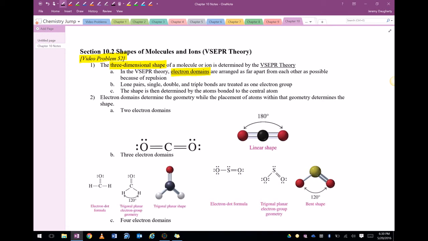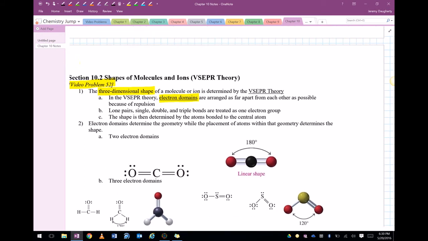And that three-dimensional shape is determined by what they call the VSEPR theory, which is the valence shell, which is the outside shell, electron pair repulsion. So in other words, what we're saying is that the outside electrons, they will repel each other.